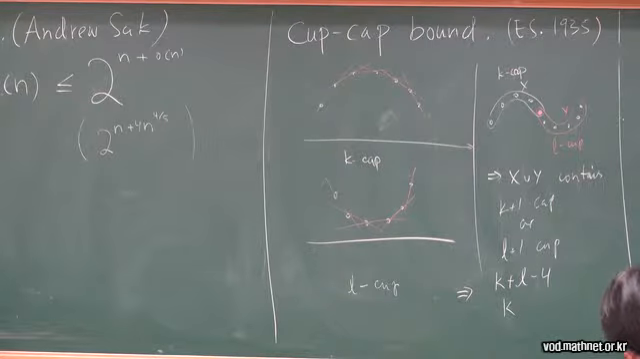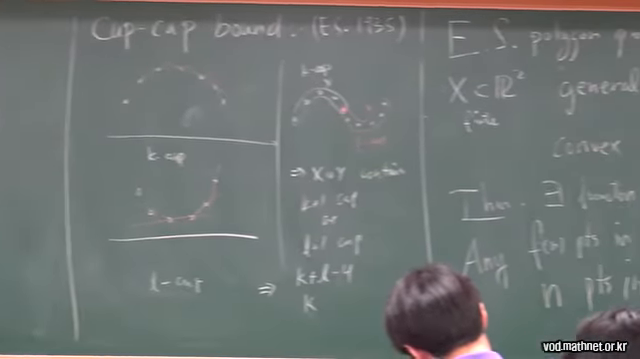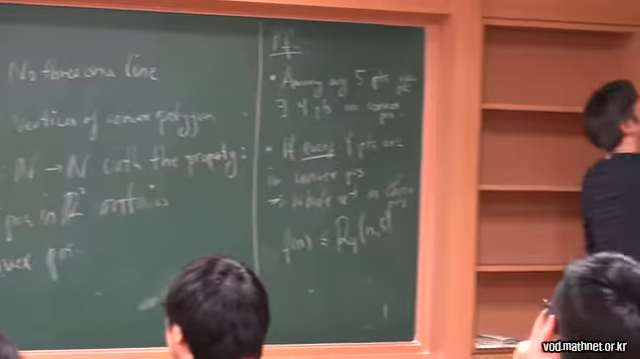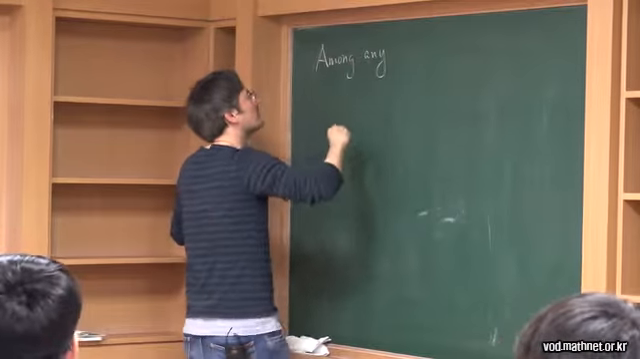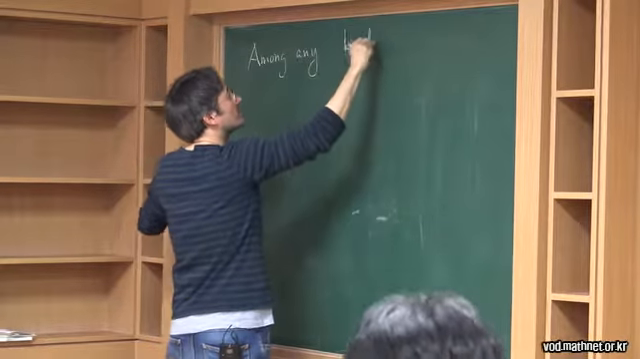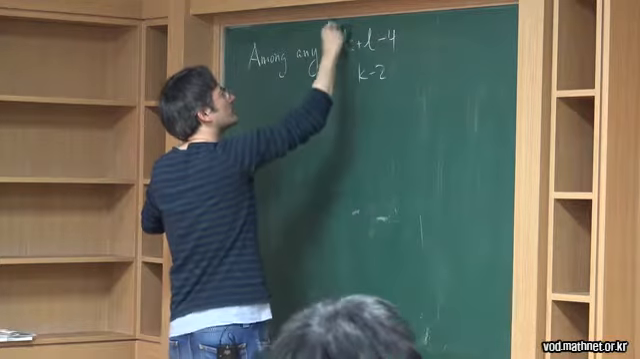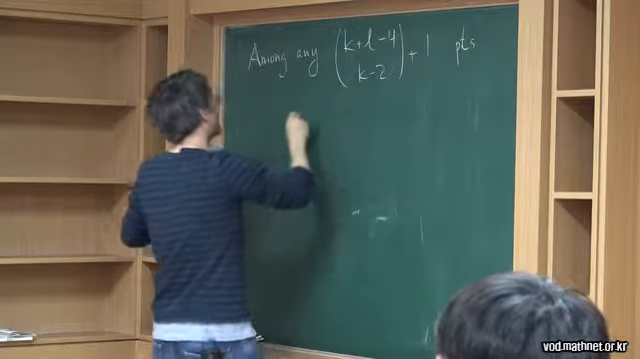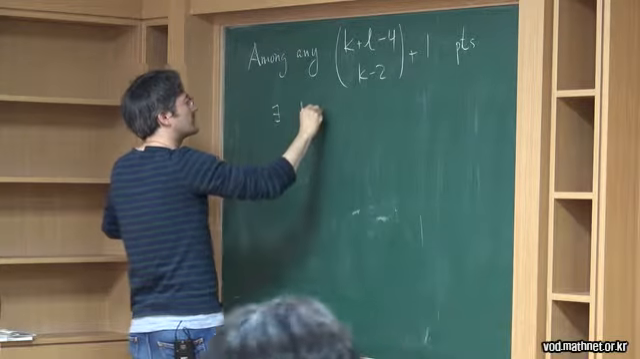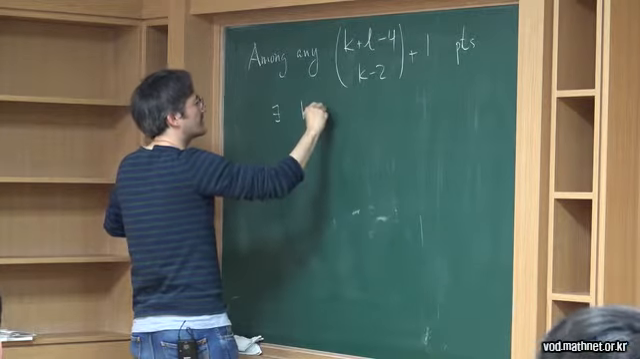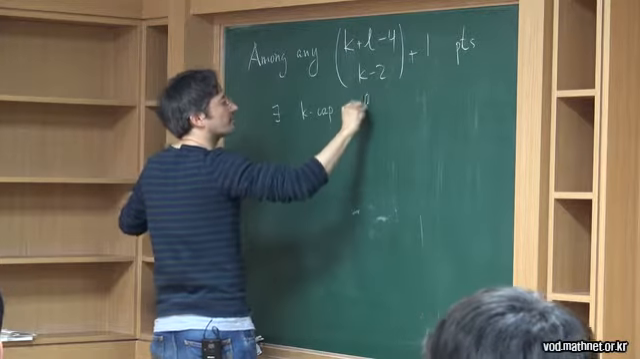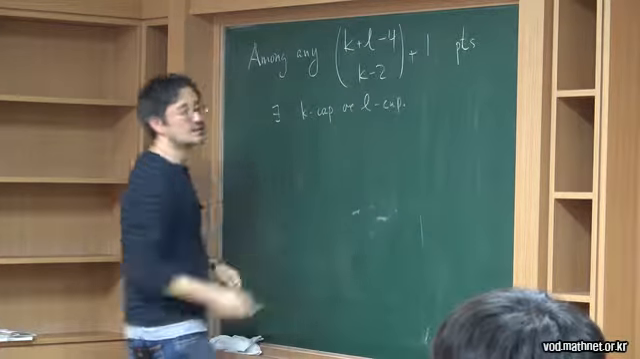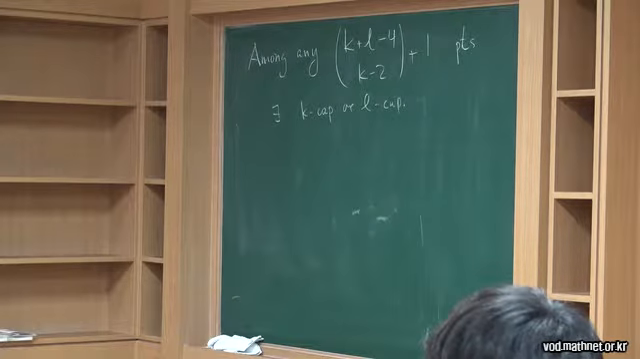Okay, so you make that observation that you can glue cups and caps together. It gives you the following: among any k plus L minus 4, choose k minus 2, plus 1 points, there exists a k cap or an L cup. Once you have this, you set up the recursion and you get this out.